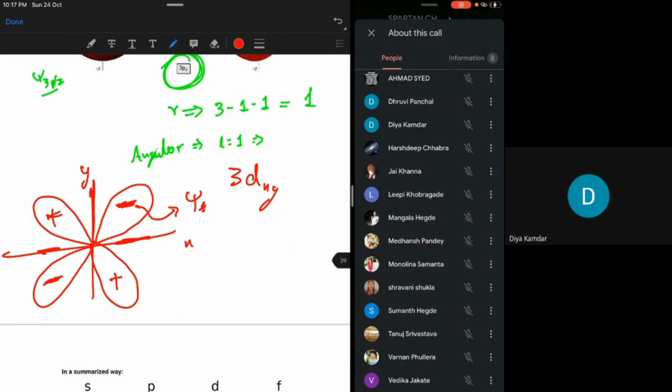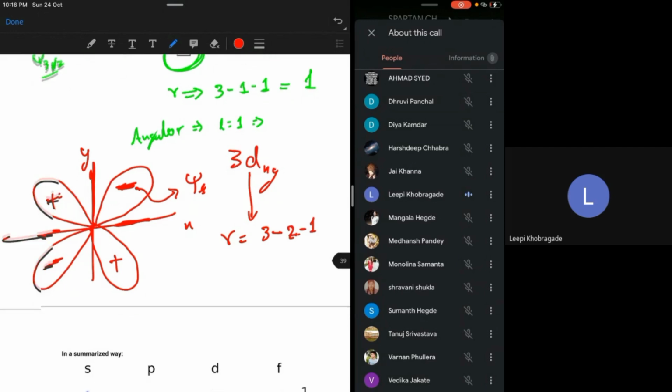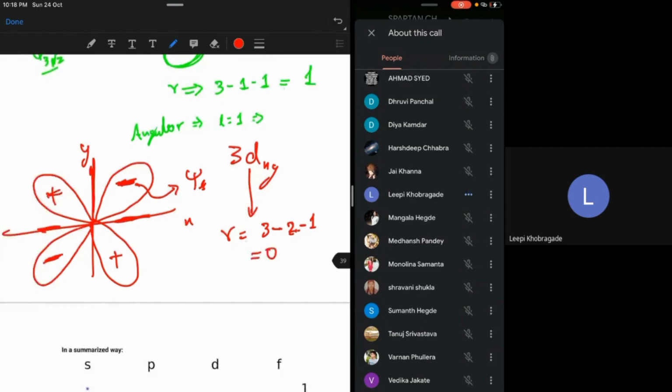Now this is the 3dx, right? How many radial nodes here? Someone tell me. 3? No. Lipi, tell me. How will you calculate? The formula is n minus l minus 1. 3 minus l minus 1. What is l? 2, right? 3 minus 2 minus 1. So it should be 0. No radial node.